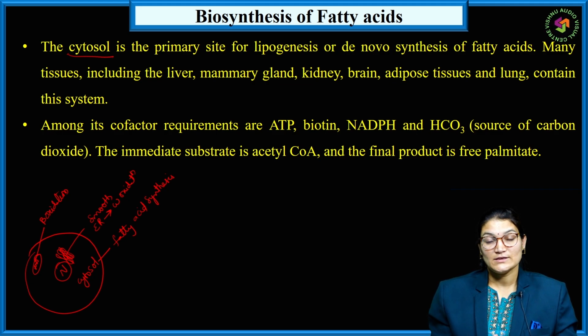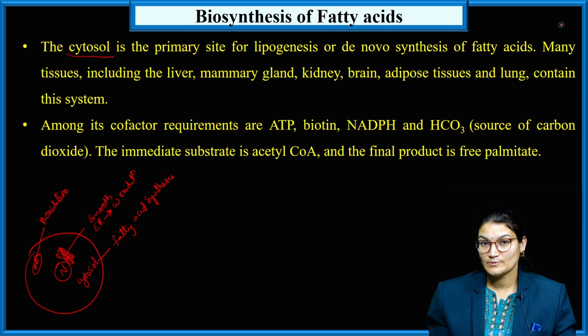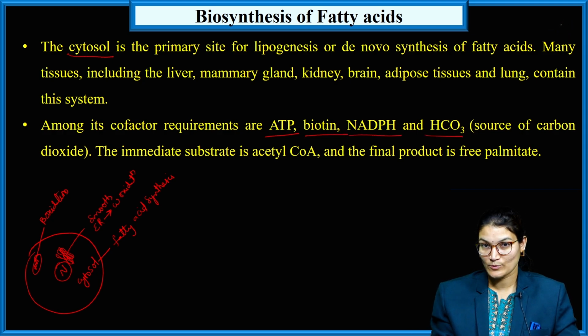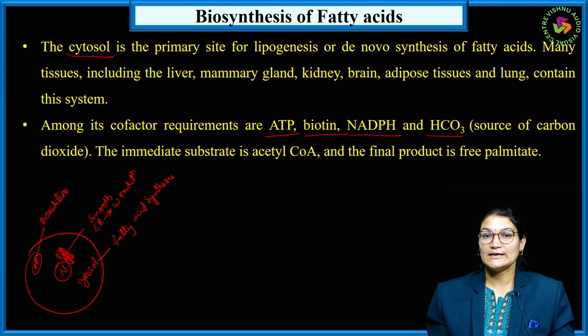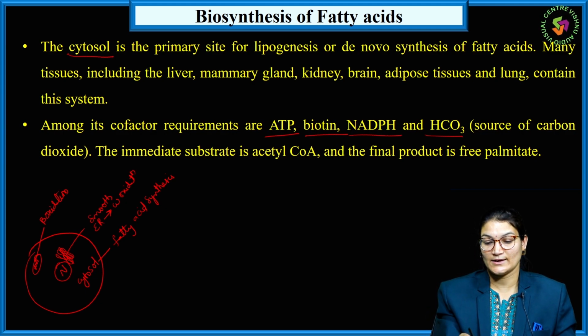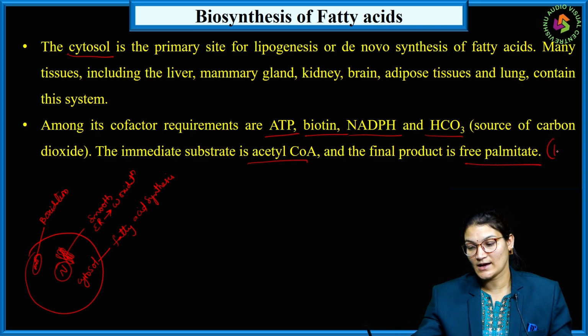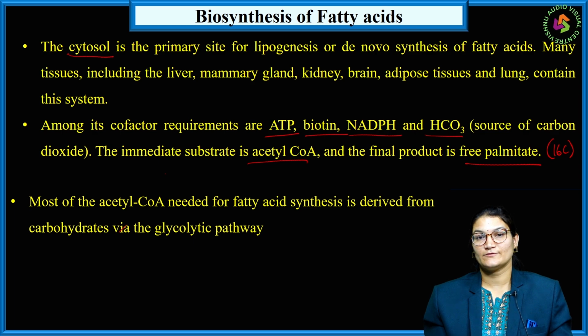For the biosynthesis of fatty acids, a lot of enzymes are involved. Along with enzymes, it also requires ATP, biotin, NADPH, and HCO3, bicarbonate, as the source of carbon. The initial molecule of this process is acetyl coenzyme A, and the end product is palmitate, which is a 16-carbon fatty acid. Most of the acetyl coenzyme A needed for this process is derived from the glycolysis pathway of carbohydrates.